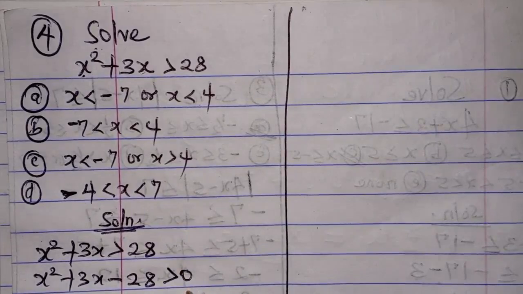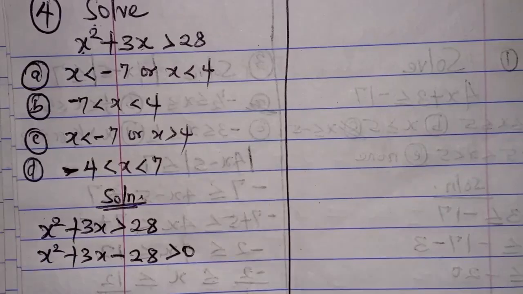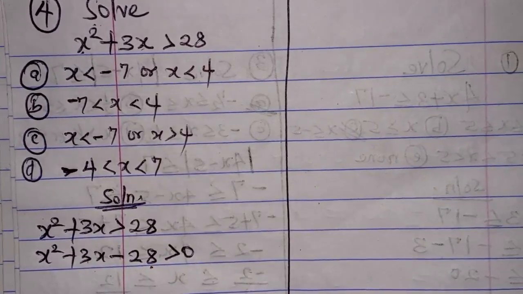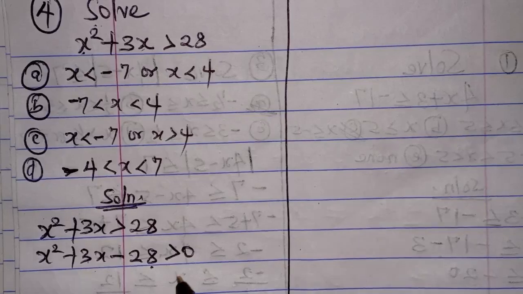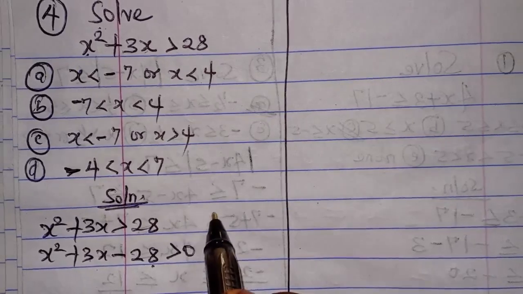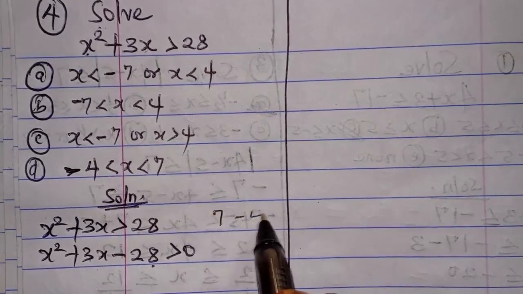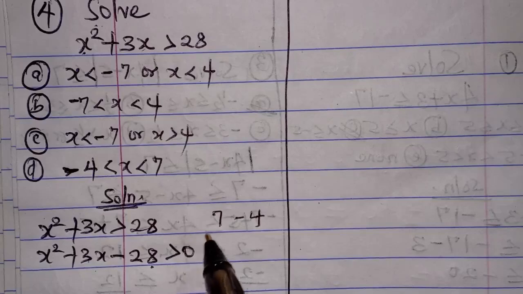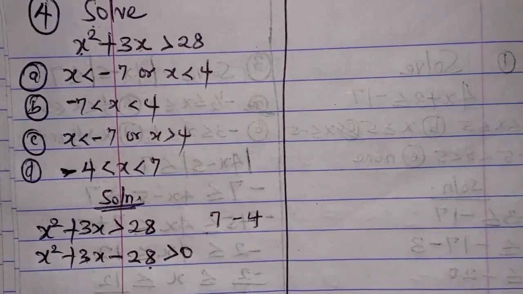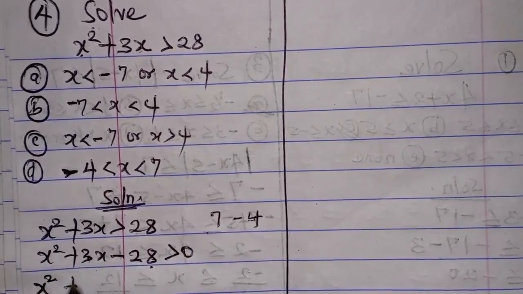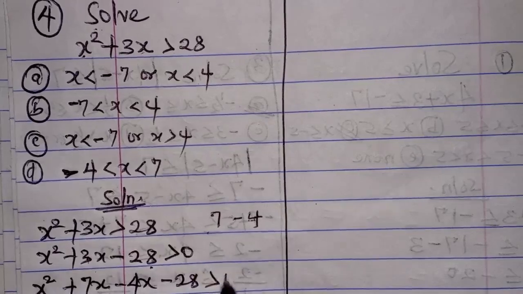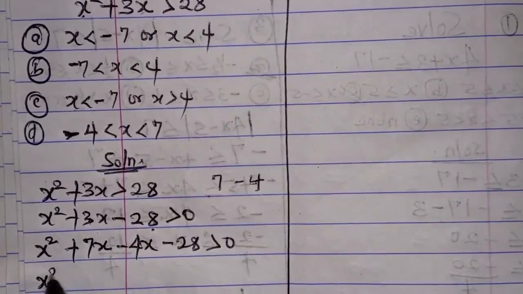Now let's factorize the left hand side. Two numbers that when multiplied give me minus 28 and when added give me plus 3. 4 times 7 is 28. So the numbers are plus 7 and minus 4, because 7 times minus 4 is minus 28, and 7 plus minus 4 is plus 3. So I'm having x squared plus 7x minus 4x minus 28 greater than 0.